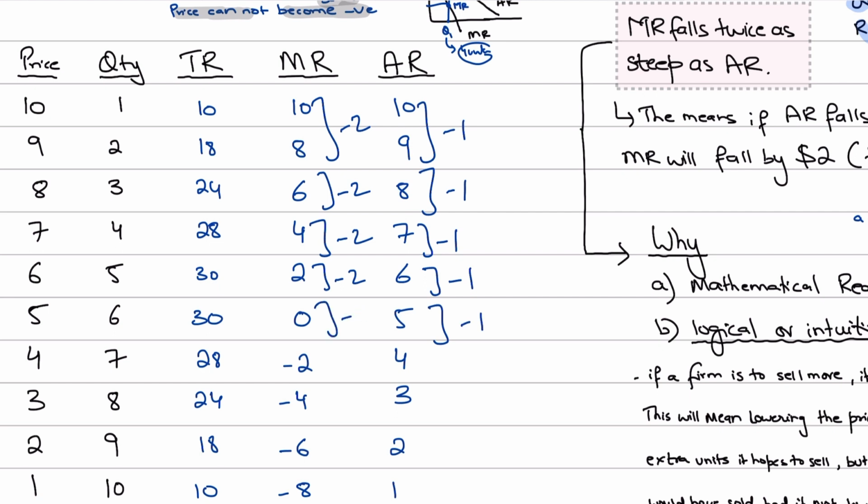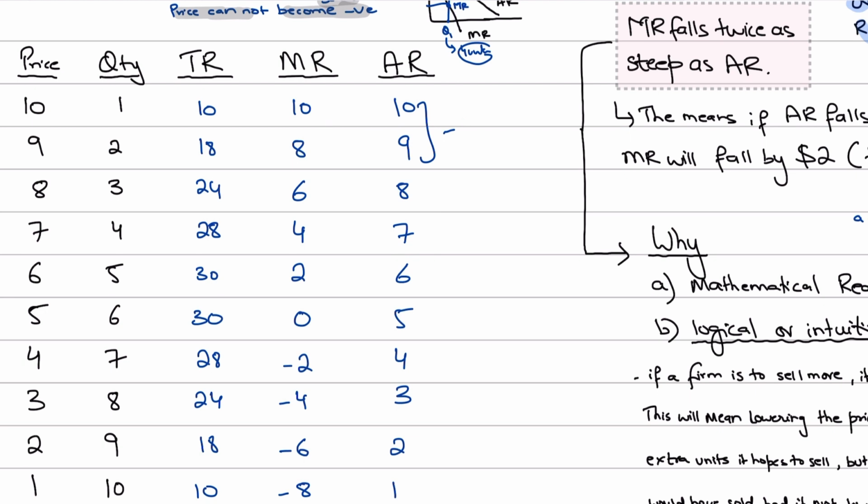Now, what sort of behavior are we studying over here? What sort of relationship is being established between MR and AR? Come on, guys, throw it up in the comments, right? So the simple relationship between MR and AR is that MR is falling and AR is falling. We're cool with that. But then we also see that MR is falling twice as fast as average revenue, right?